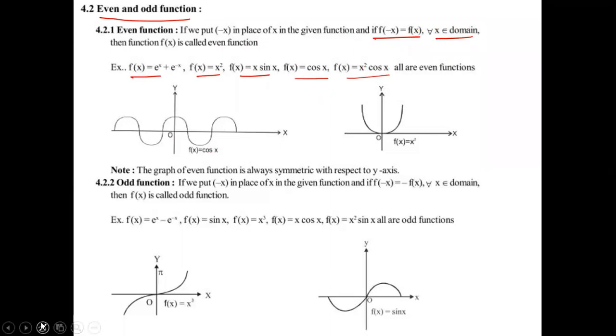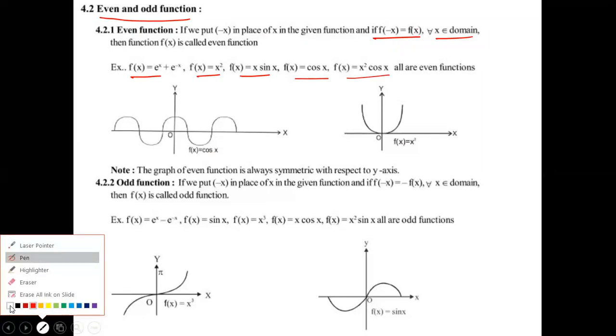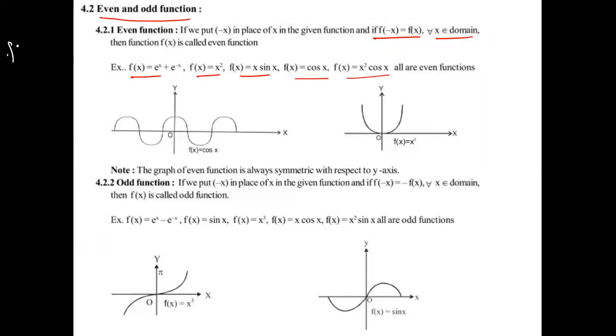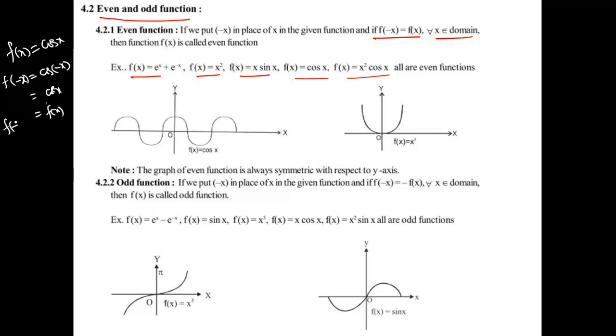So take one example. See, dear students, get ready. How do you know? For example, f of x is equal to cos x. Whether it is even or odd, what do you do first? Replace x by minus x. What is the answer? Cos of minus x. Cos of minus x means cos x, and cos x means f of x. So what is the conclusion? f of minus x is equal to f of x, which means f is an even function. That's all.